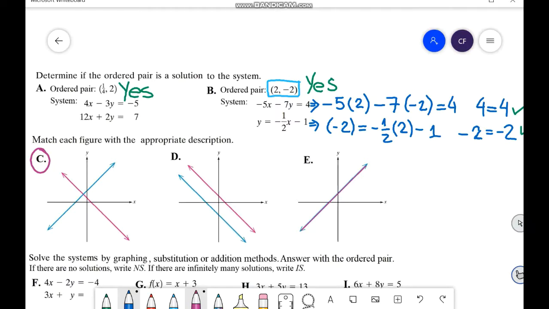Remember this? If you have two lines crossing in one point, one solution. That's right. This is going to be one solution.